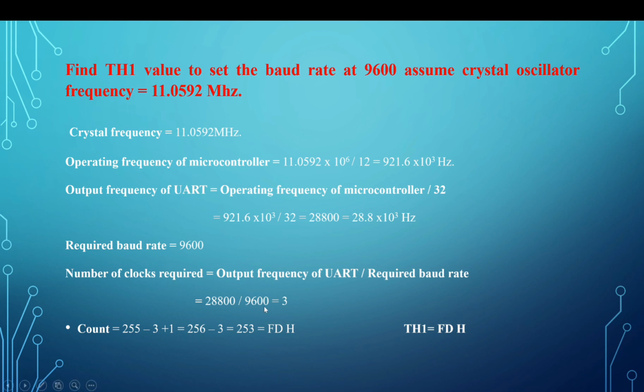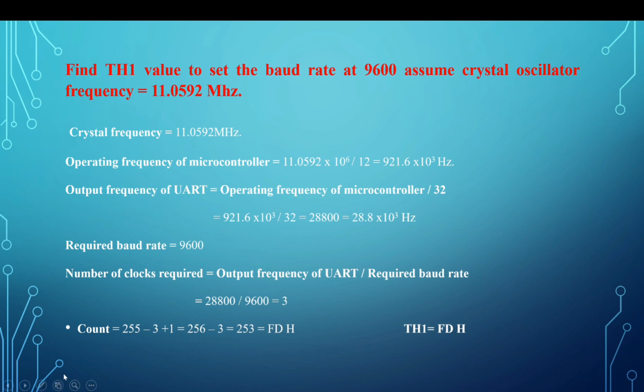To count 3, we know that the timer is used in mode 2, and the maximum count is 255. So 255 minus 3 plus 1. We know why we have added 1: because at 255 the timer will not overflow; 255 will receive another clock, then the timer will overflow. If I do not add this 1, what will happen? 255 minus 3 will be 252, so the timer will overflow after 4 clocks. So I am dividing by 4, and the baud rate will be different. That is why this 1 is added.